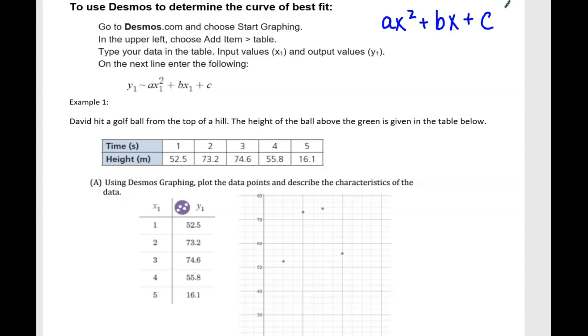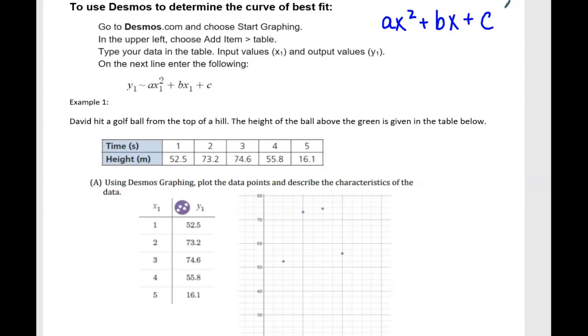So after so many seconds, you notice the height is 52.1 after 1 second. After 2, it goes to 73.74, but then it starts to fall, okay? So now after 4 seconds, it has hit the peak and now it's coming down. So this would be a curve of best fit.